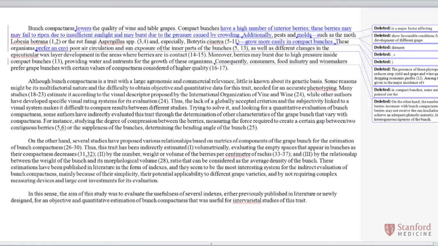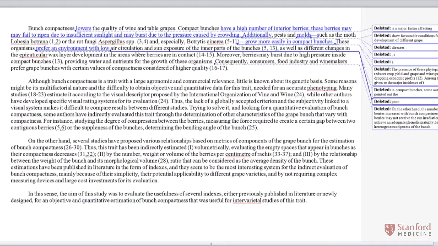The idea is that they like a low oxygen, low sun environment, prefer an environment with low air circulation and sun exposure. I'm going to change the poor to low because I think it's better to say that sun exposure is low rather than sun exposure is poor. Prefer an environment with low air circulation and sun exposure.